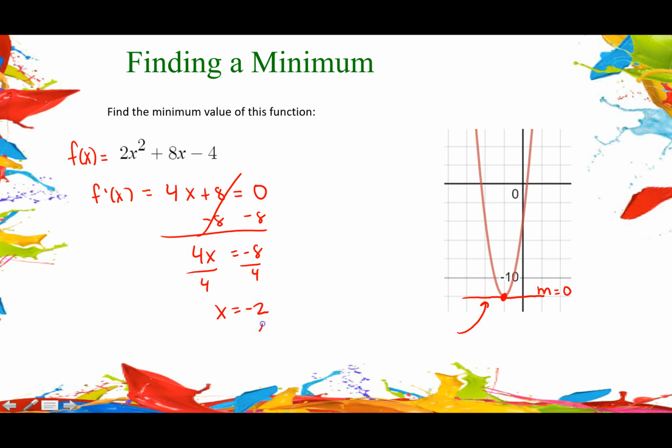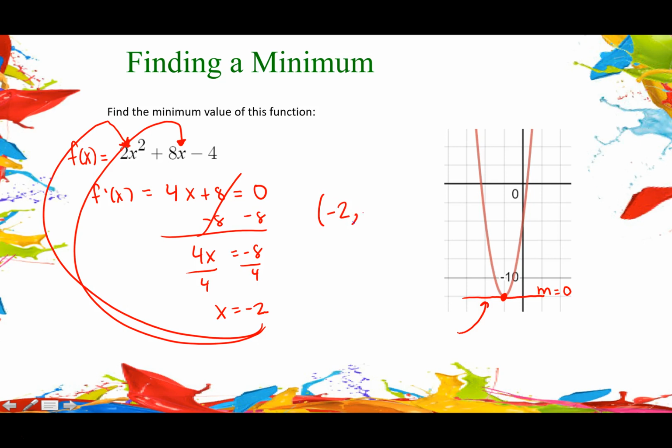And then once we have our x, we're going to plug that back into our original f of x. Okay, and when I do that, I get a value of negative 12. So our coordinate is (-2, -12). And that does make sense if you're looking at this graph right here.